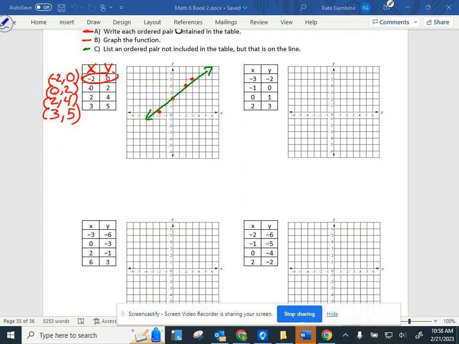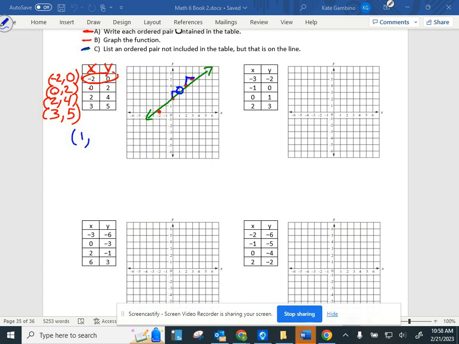I'm going to look at what that slope is. How did I go from one point to the next? I went up 1 and over 1. So it says list an ordered pair not included on the table, but that is on the line. So I'm going to go to a point and say, well, here I went up 1 over 1, so I'm going to go up 1 over 1. That point isn't on my function table, but it's on the line, right? So I'm going to write it. My x is 1.